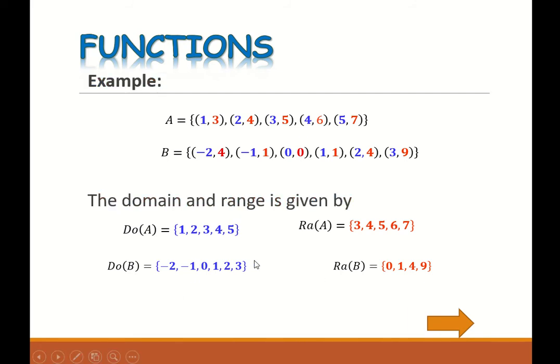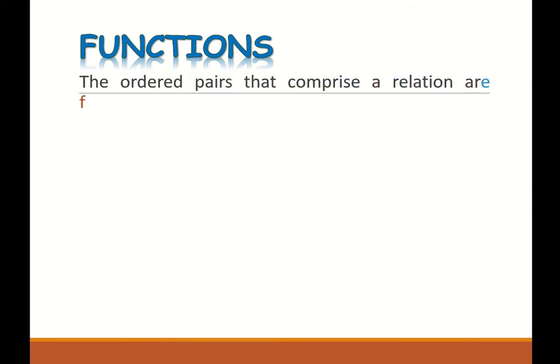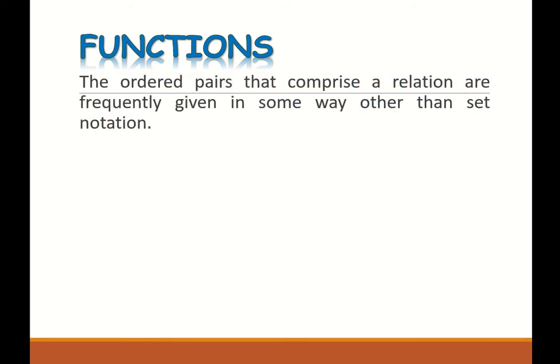Okay, so these are the domains, and these are the range. So the ordered pairs that comprise a relation are frequently given in some way other than set notation. For example, in this set notation, we have set A containing the ordered pairs 1, 3; 2, 4; 3, 5; 4, 6; and 5, 7.